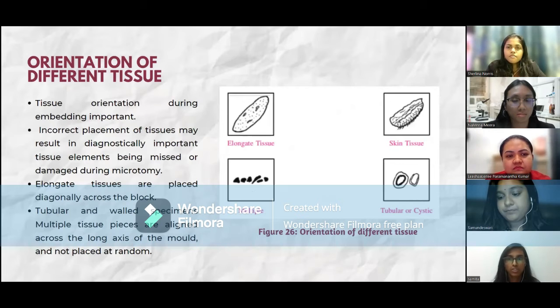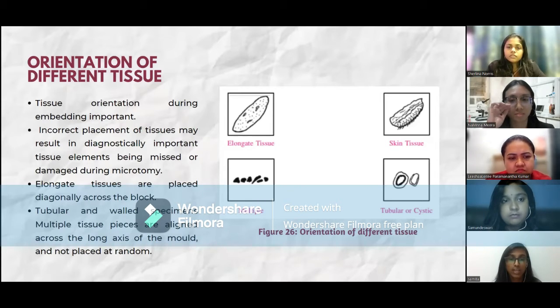Okay, moving on to the orientation of different tissue. During embedding, the orientation of tissue is very important. Correct orientation of tissue in a mold is the most important step in embedding. Incorrect placement of tissues may result in diagnostically important tissue elements being missed or damaged during the microtomy. That is why correct orientation of tissue in a mold is the most crucial step.